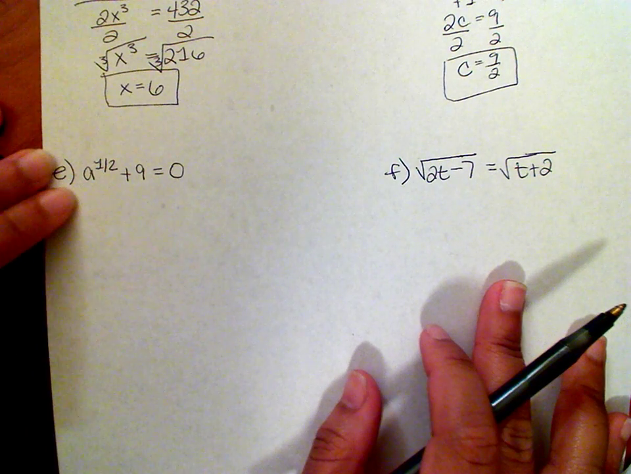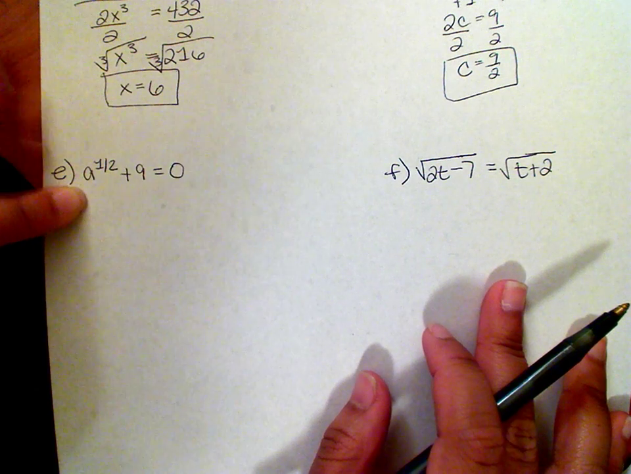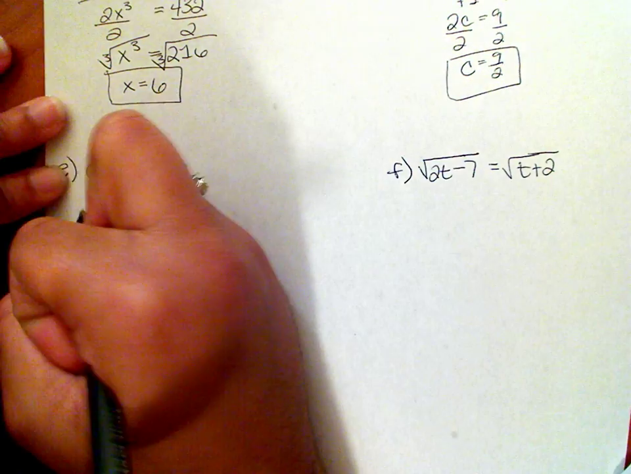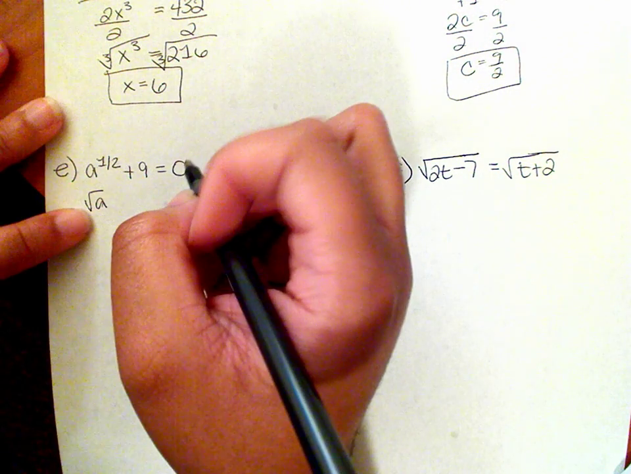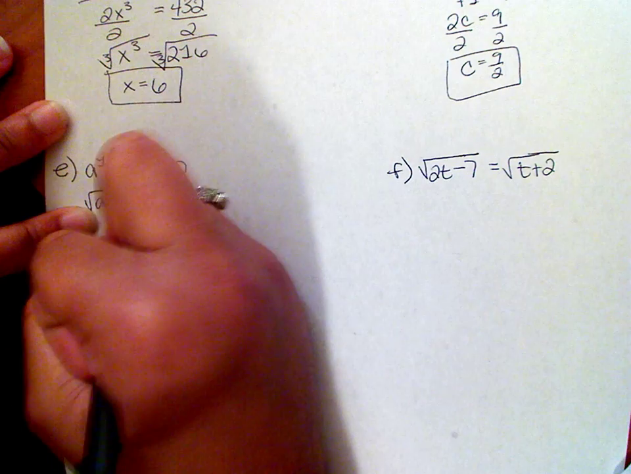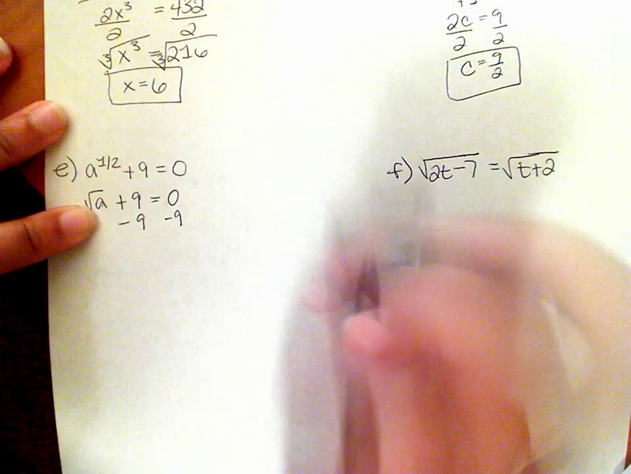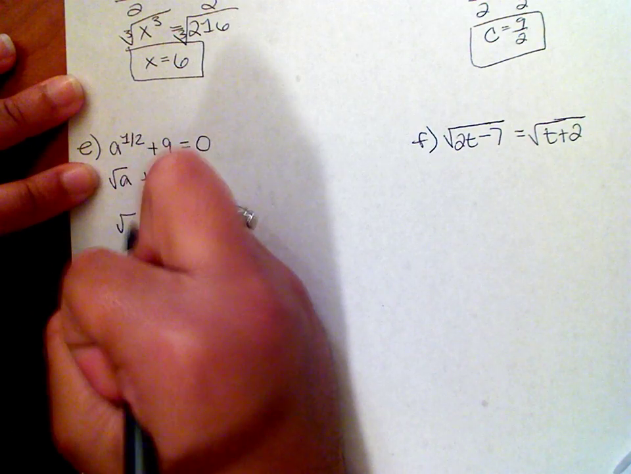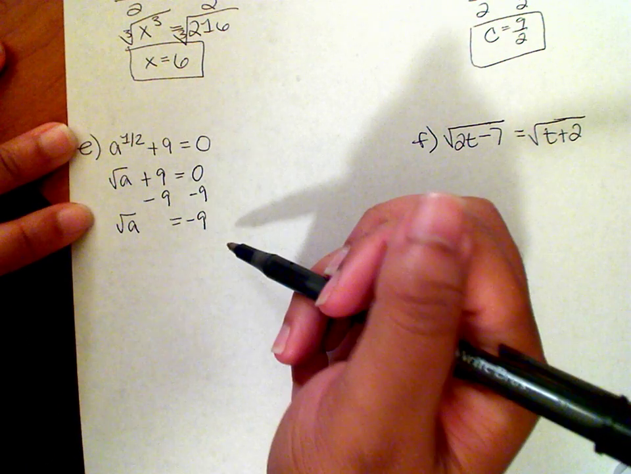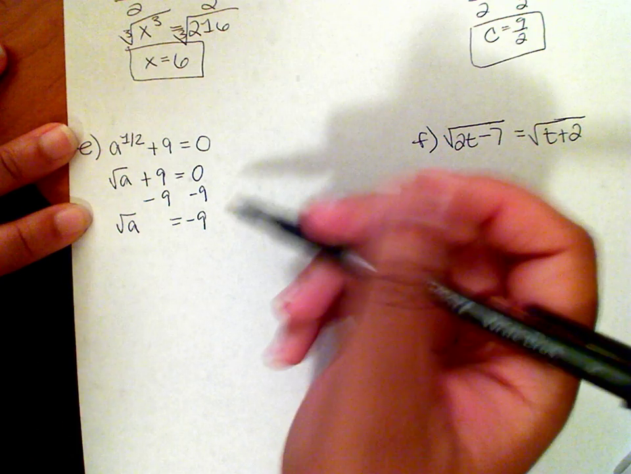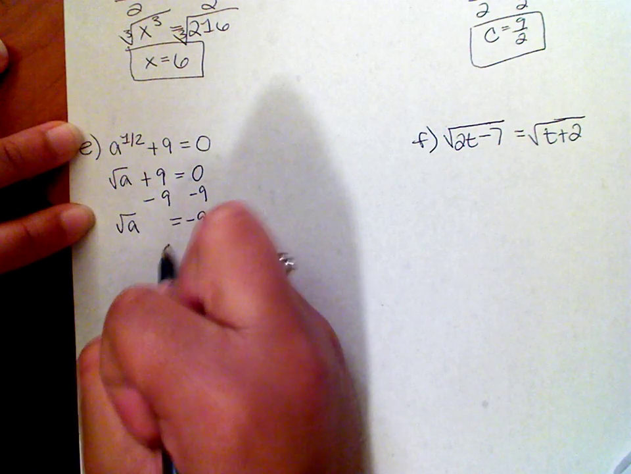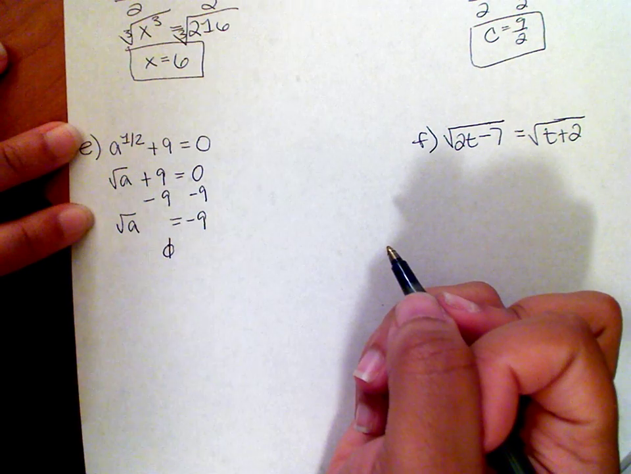So we have a to the 1/2 plus 9 equals 0. So a to the 1/2 is another way to write the square root of a. So the square root of a plus 9 equals 0. So we're going to subtract 9 from both sides. So the square root of a equals -9. This should be a red flag. We know that square roots cannot equal negative numbers. So this would be no solution.